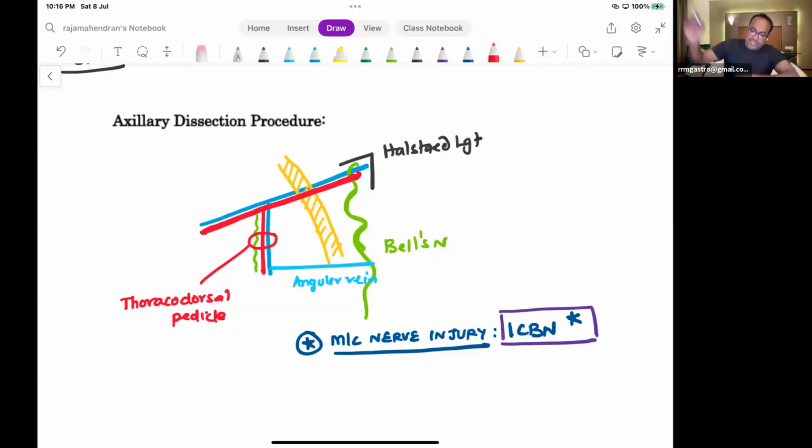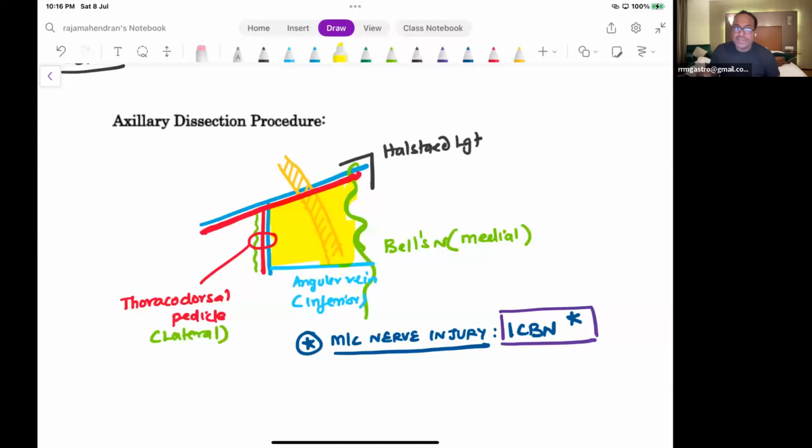Superiorly are the axillary vessels. Medially is Bell's nerve. I'll show you the video, you'll understand. Laterally is the thoracodorsal pedicle. Inferiorly is the angular vein. These are the 4 boundaries. All the axillary nodes within this have to be removed. That is known as axillary dissection.